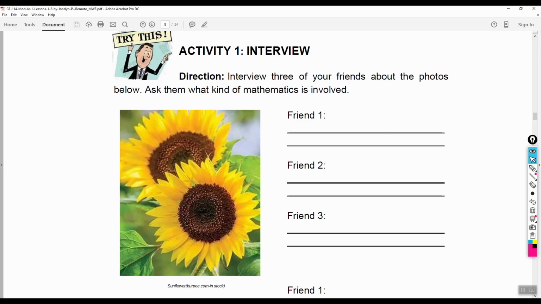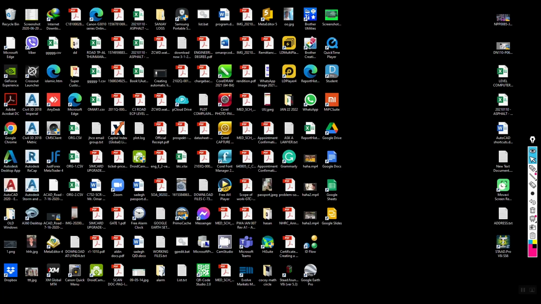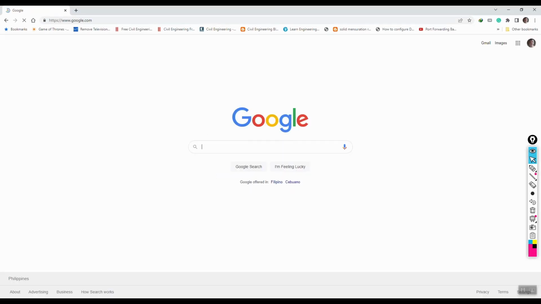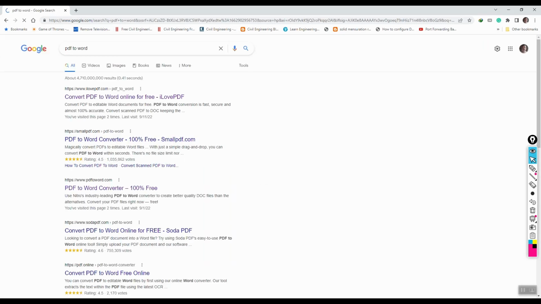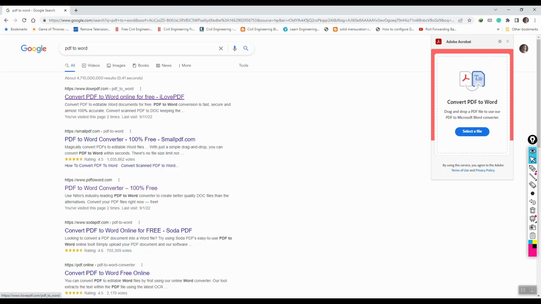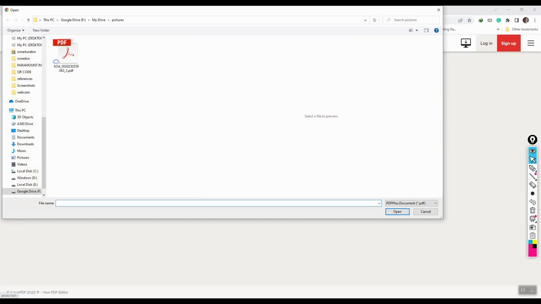With the given PDF file, you need to get that file. Example, this one. This is the file that you have there. You're going to have this converted online. So go to Google. Just type PDF to Word. Okay. So this one, what I used to convert is this one. Click this one now. So you will select the PDF file where it is located.